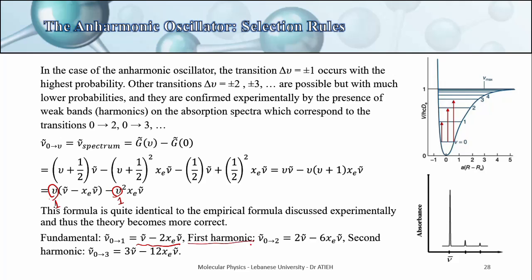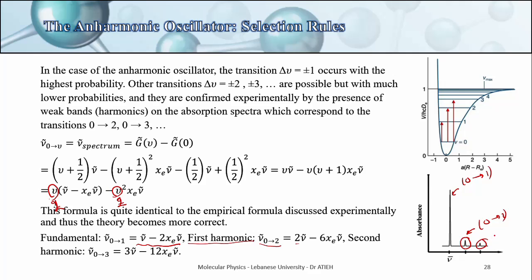Now the first harmonic is a transition from 0 to 2. Substitute for nu 2, so it's equal to 2 nu bar minus 6 xe nu bar. You can see that this is the first harmonic. This is the fundamental due to a transition from 0 to 1. This is due to a transition from 0 to 2. It has a lower probability.